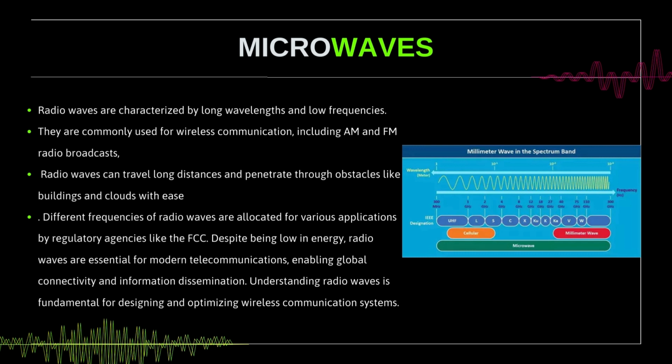Microwaves. Microwaves are characterized by long wavelengths and low frequencies. They are commonly used for wireless communication, including AM and FM radio broadcasts. Radio waves can travel long distances and penetrate through obstacles like buildings and clouds with ease.